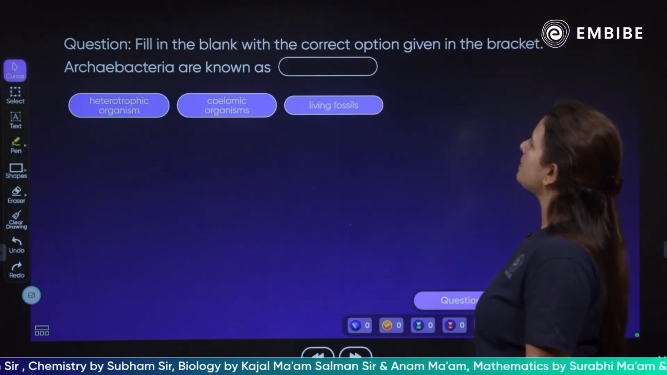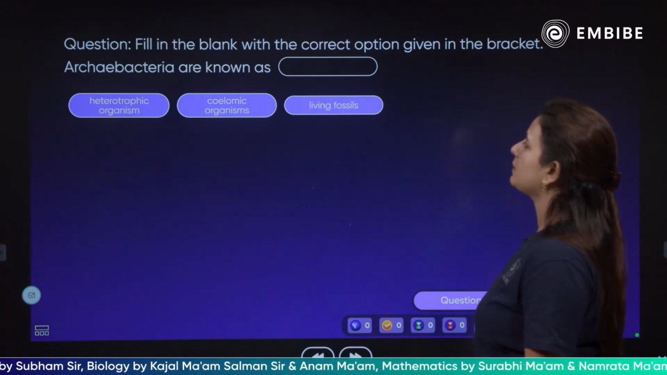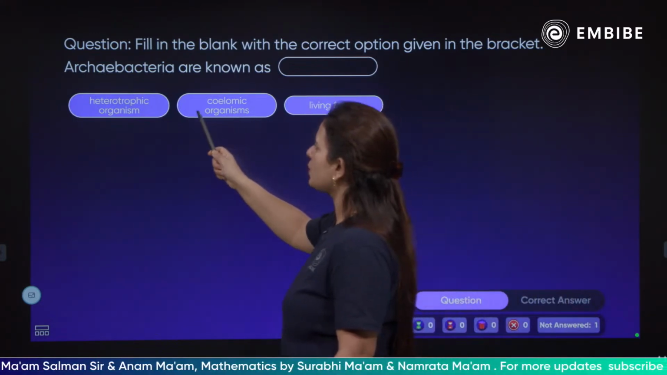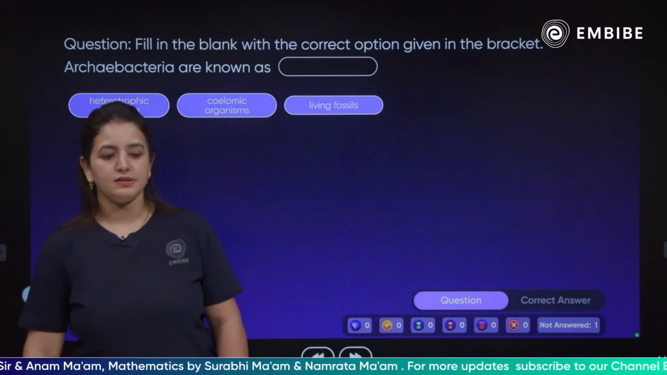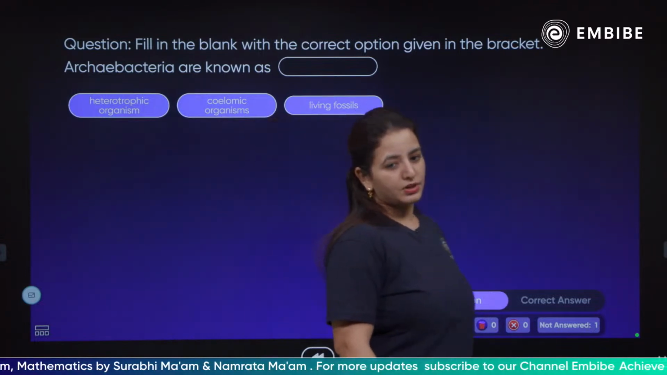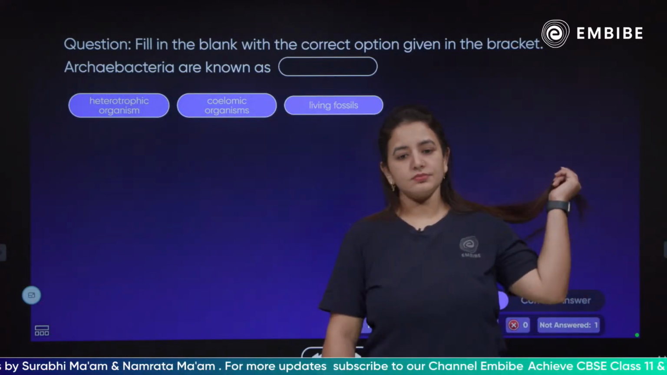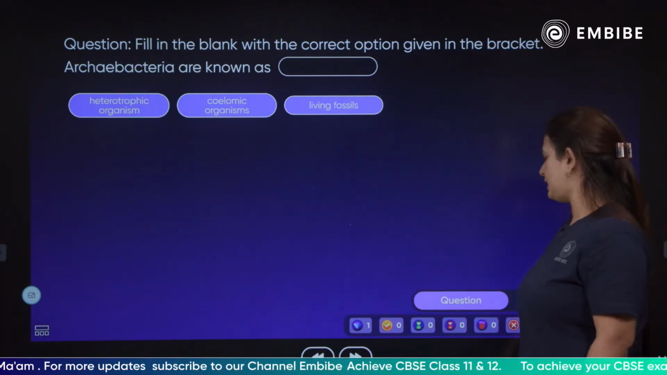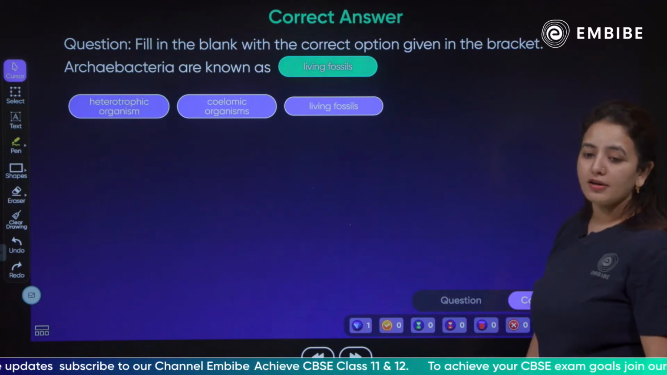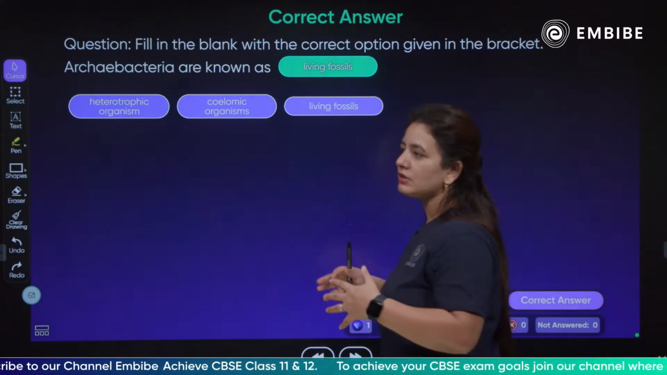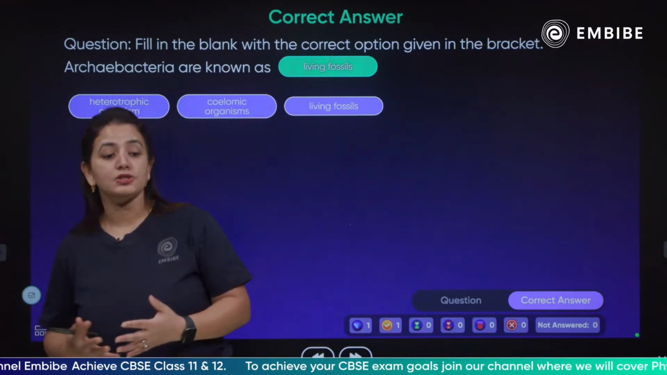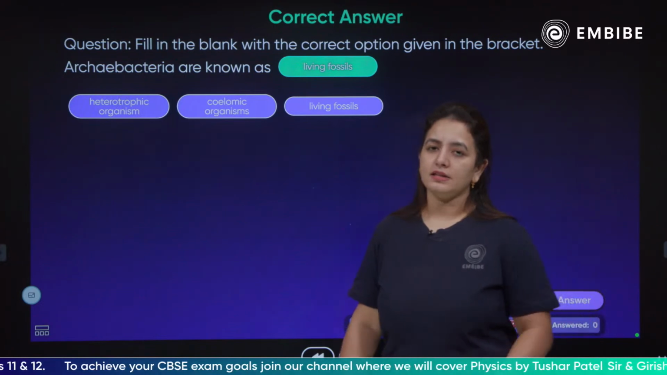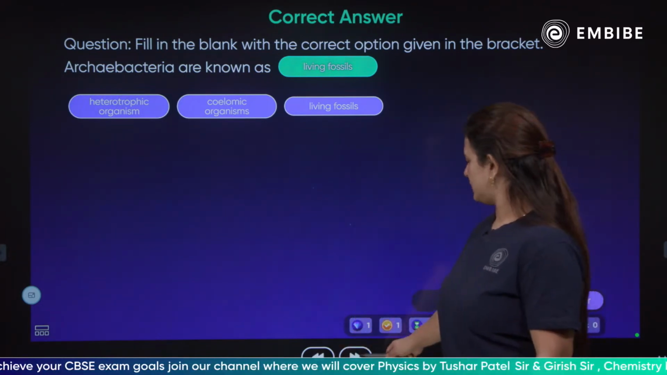Next, you need to fill in the blanks. Choose the correct option given in the bracket. Archaebacteria are known as living fossils, coelomic organisms or heterotrophic organisms. What do you think Archaebacteria are known as? Archaebacteria are typically known as living fossils because they have been surviving on this planet from millions, billions of years ago, and that is why they are also known as ancient bacteria.